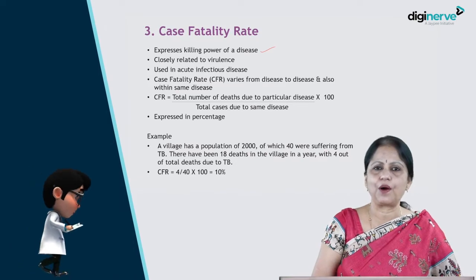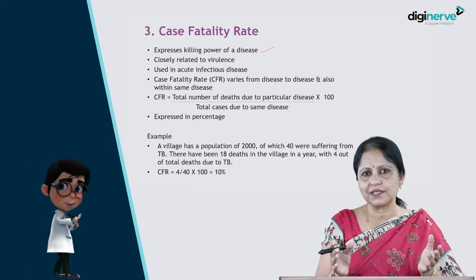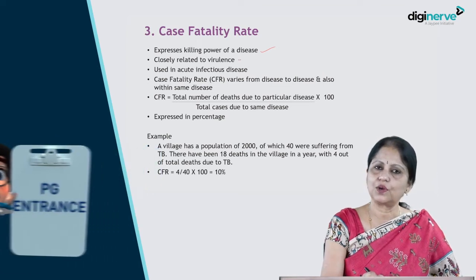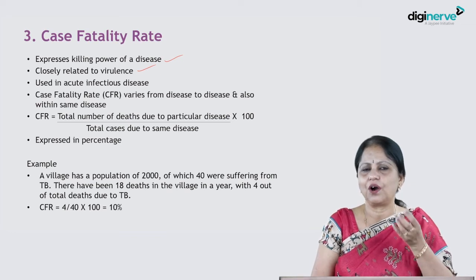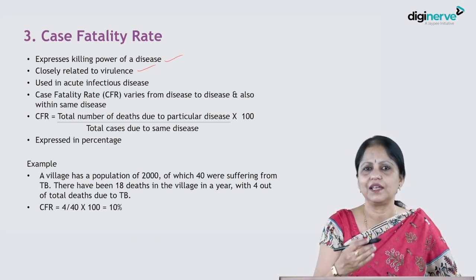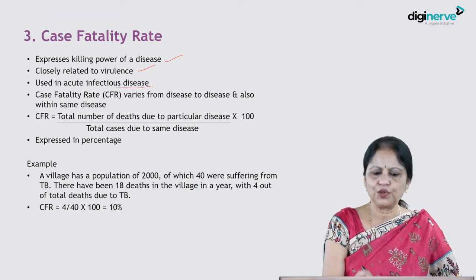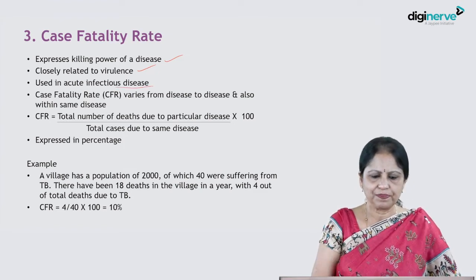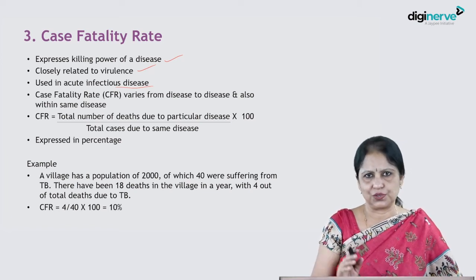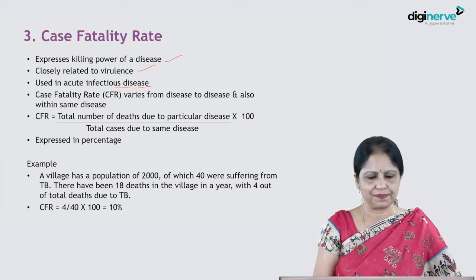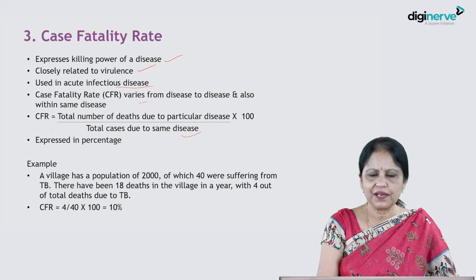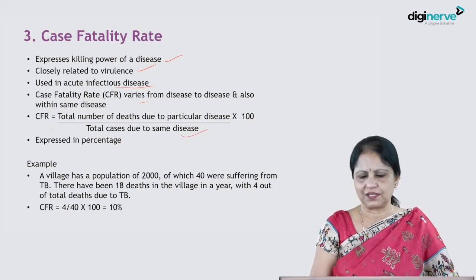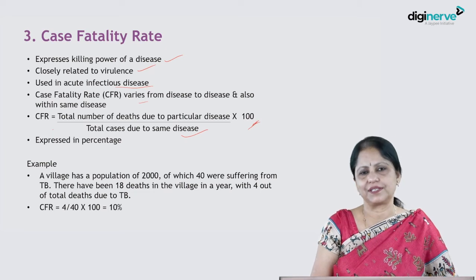Next is case fatality rate. So this expresses the killing power of a disease. That means out of the total cases, how many have died. So this is also related to virulence, that is the severity, or how virulent the organism is or how serious the condition is, which can lead to death. So this is more used in acute infectious diseases. So case fatality rate differs from disease to disease according to the virulence of the organism. So this is calculated as total number of deaths due to a certain disease divided by total cases of the same disease, and this is usually expressed as a percentage.